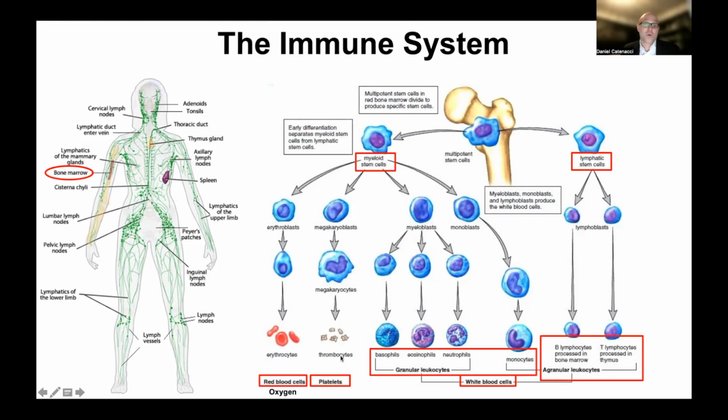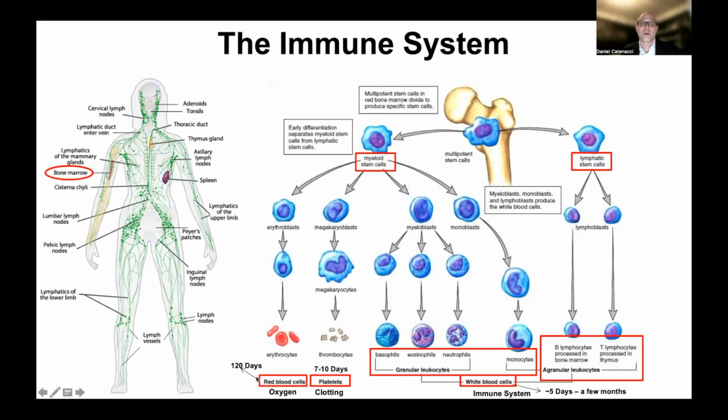Red blood cells, of course, transport oxygen to our tissues so that they can function. Platelets are involved in clotting. We talked about how blood clots are common in cancer, and that platelets are how those blood clots form. And then the remainder of this talk will be focusing on the white blood cell component, which is our immune system.